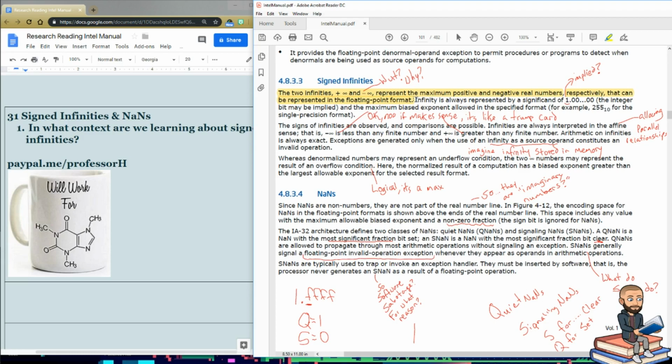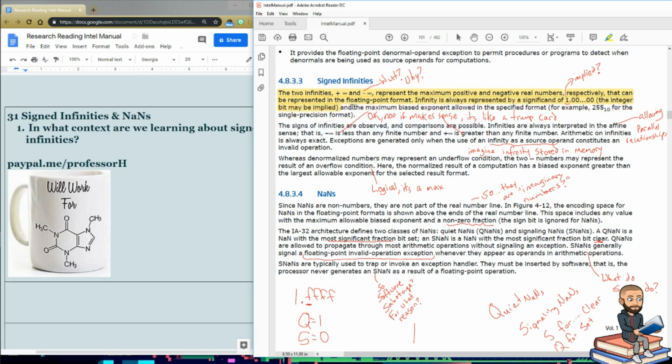Well, according to Intel, the way they represent infinity is by a significand of 1.00000, and the integer bit may be implied, so that 1 is just not even there. Which makes sense, because if we're working with binary numbers, you'll always have a 1 in the significand. Well, they go on to say that the maximum biased exponent allowed in the specified format, so for example 255, for the single precision format.